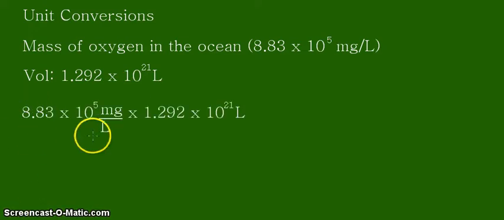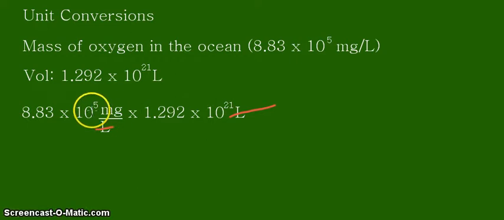Alright, so we are starting with the given 8.83 times 10 to the power positive 5 milligrams per liter. That is the concentration of our oxygen. Then we will multiply that with the given volume of the whole ocean, 1.292 times 10 to the positive 21 liters. So the liter unit will cancel out, obviously, so the volume will cancel out. We are now left with a unit in milligrams. Now, for our first part, we'll try to calculate the mass of the oxygen in the unit kilograms.